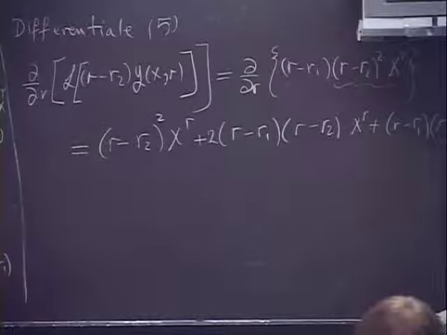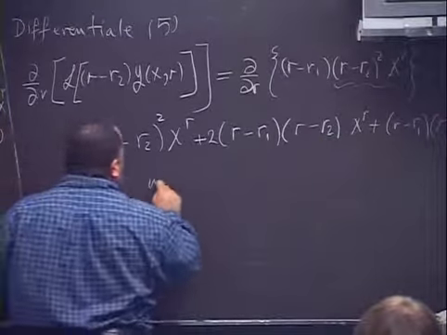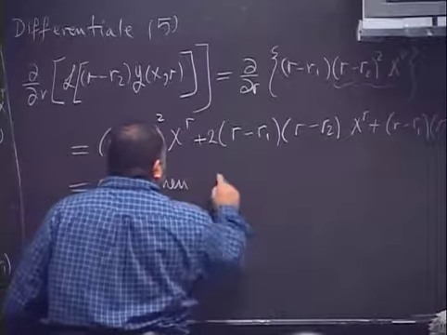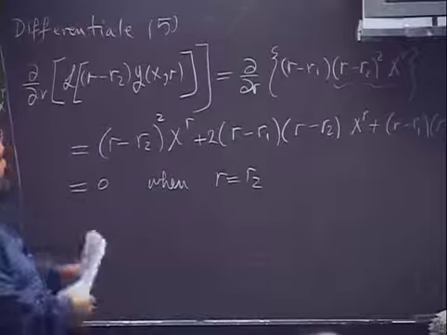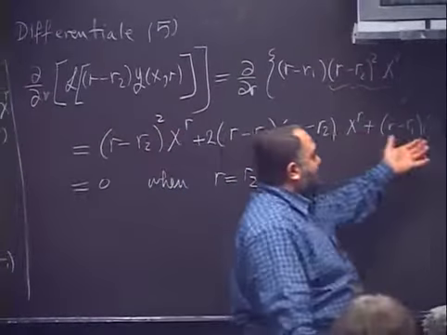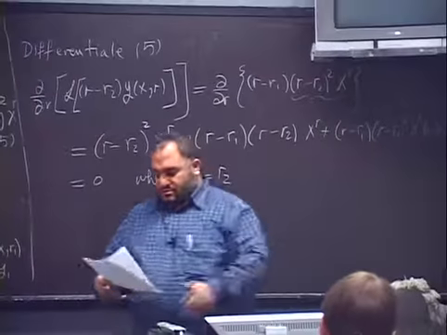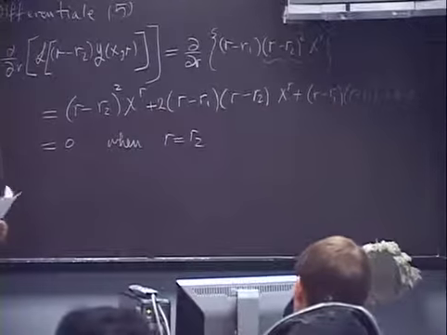Okay guys, did you understand? And this will equal to 0 when r equal to what? When r equal to r2. R equal to r2, this term is 0. R equal to r2, this term is 0. R equal to r2, this term is 0. Okay guys?